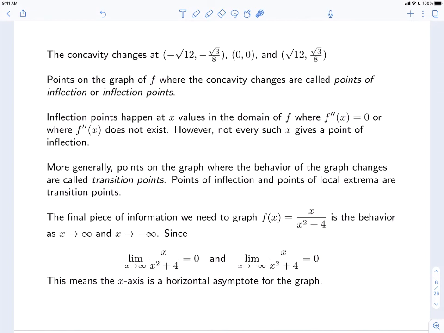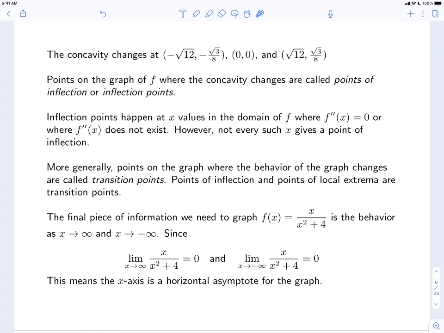Now, why is this true? Well, as x goes to infinity, x is growing large, but x squared plus 4 is growing much, much larger. So the denominator dominates over the numerator. And that's why you end up with something which is close to 0. And the limit actually is 0.